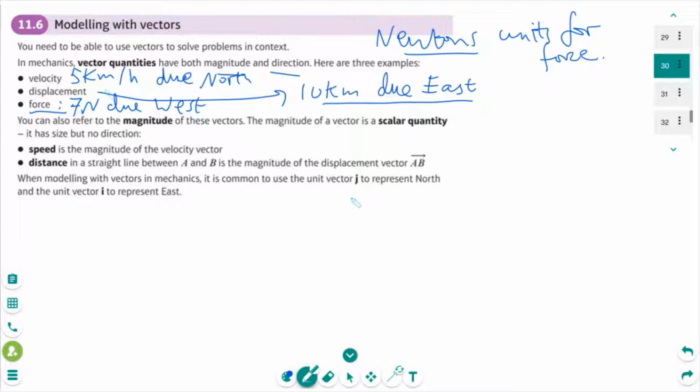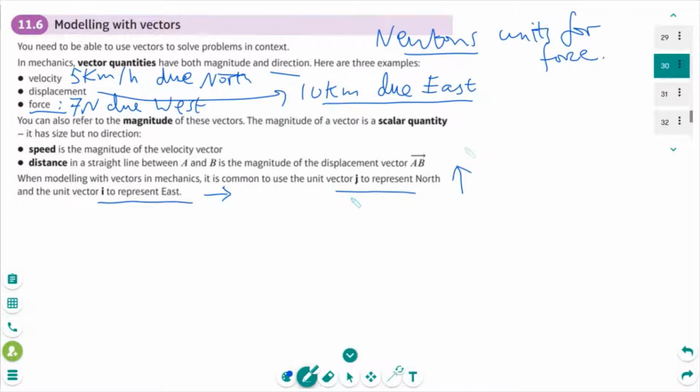Speed is the magnitude of the velocity, and likewise for distance. Directions: normally, the i vector represents the direction to the east. The j vector, because it's upwards, we take it to represent the vector to the north.